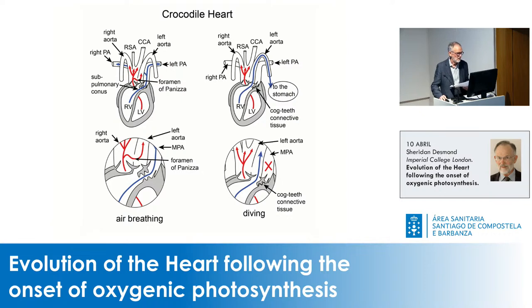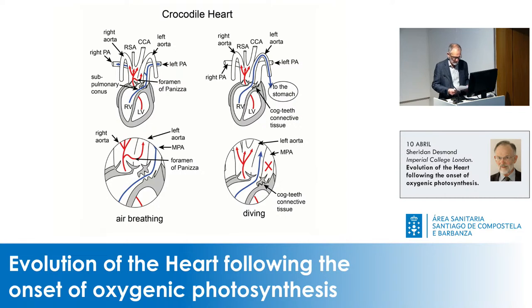And under normal circumstances, blood shunts from the right to the left aorta, so that in effect, under normal circumstances, the left ventricle is ejecting into the right aorta and from there into the left aorta, while the right ventricle ejects into the main pulmonary artery. However, when diving, crocodiles have what's known as a cogwheel valve at the origin of the pulmonary artery. And this closes during intense activity under neurological control, as shown here, blocking outflow to the main pulmonary artery from the right ventricle. And when that happens, the right ventricle then ejects directly into the left-sided aorta.